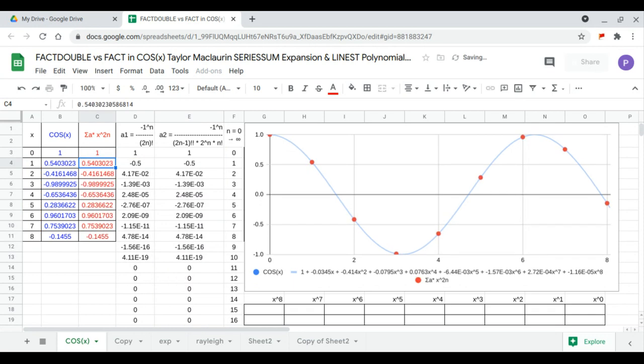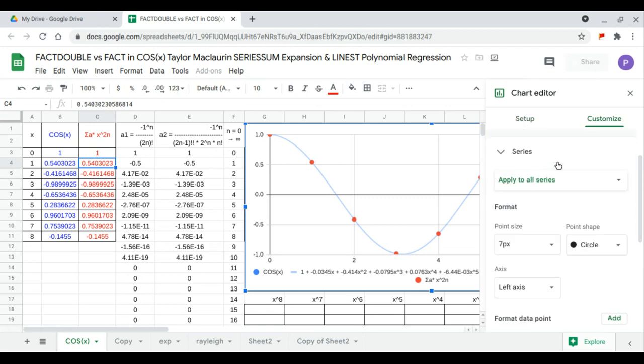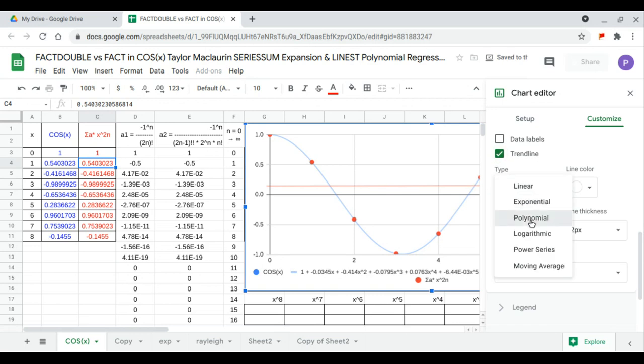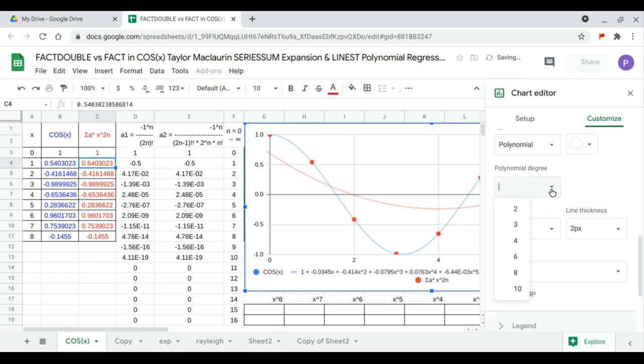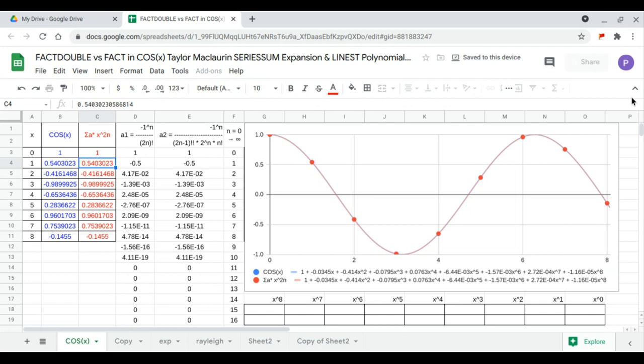So here we have the expansion, but no polynomial. So we show the polynomial. Edit chart, series, trend line, polynomial to the same degree 8. For the label, we show the equation. Now we're good. And the polynomials are exactly the same.